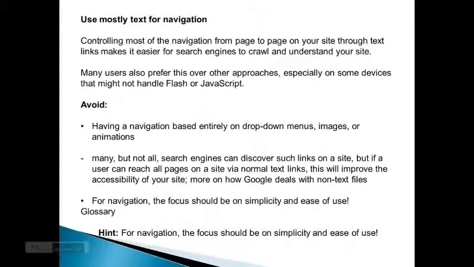Avoid having a navigation based entirely on drop-down menus, images, or animations. Many, but not all, search engines can discover such links on a site, but if a user can reach all the pages on a site via normal text links, this will improve the accessibility of your site. More on how Google deals with non-text files. For navigation, the focus should be on simplicity and ease of use.